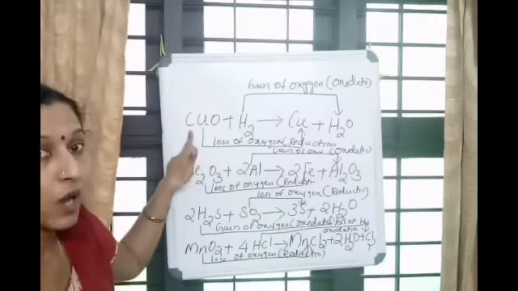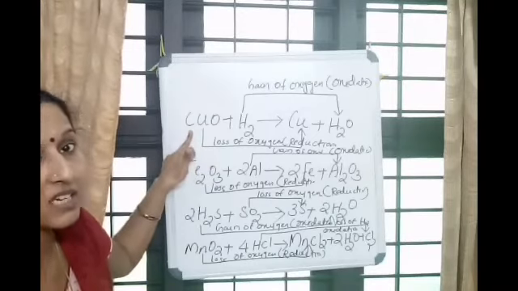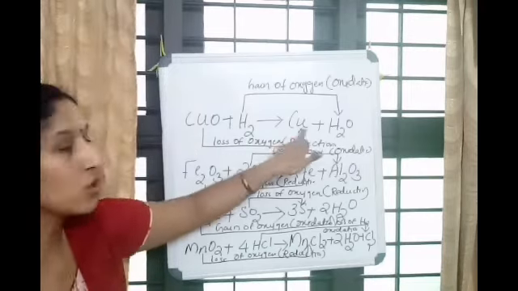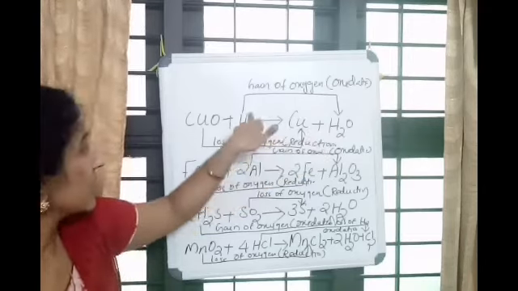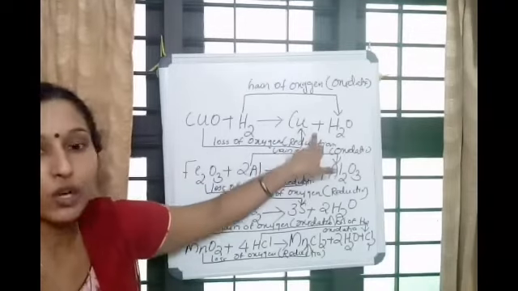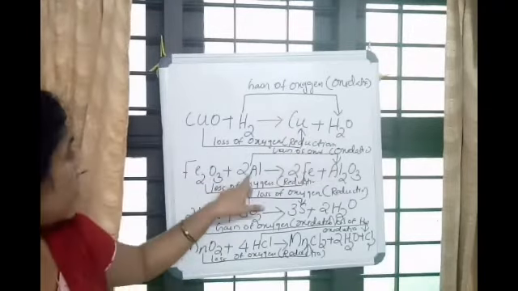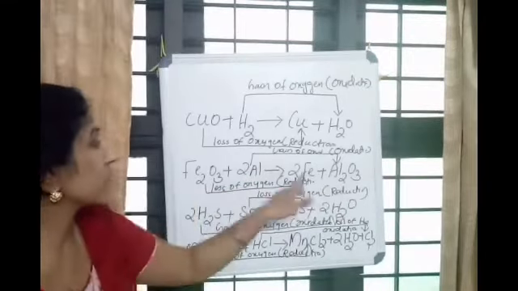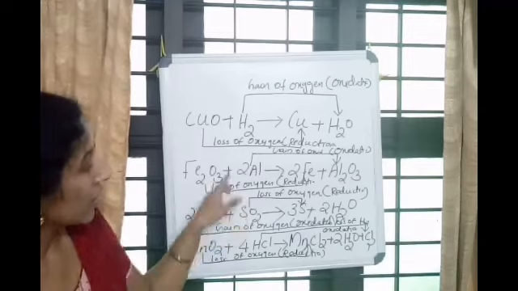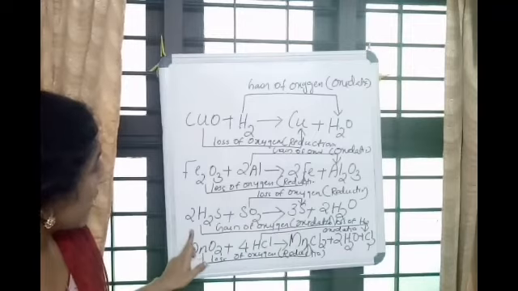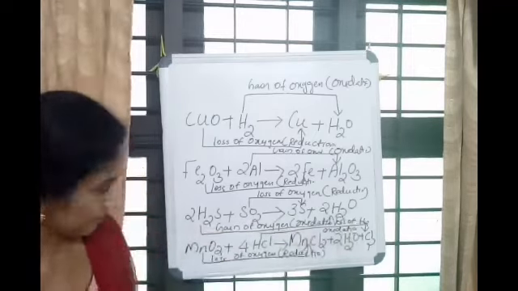And what happens to the copper oxide? If a substance loses oxygen during the reaction, it is said to be reduced. That means copper oxide reduces to copper. Hydrogen oxidizes to water. Copper oxide reduces to copper. And here aluminium oxidizes to Al2O3. Fe2O3 reduces to Fe. Then sulfur dioxide reduces to sulfur, and hydrogen sulfide oxidizes to water.